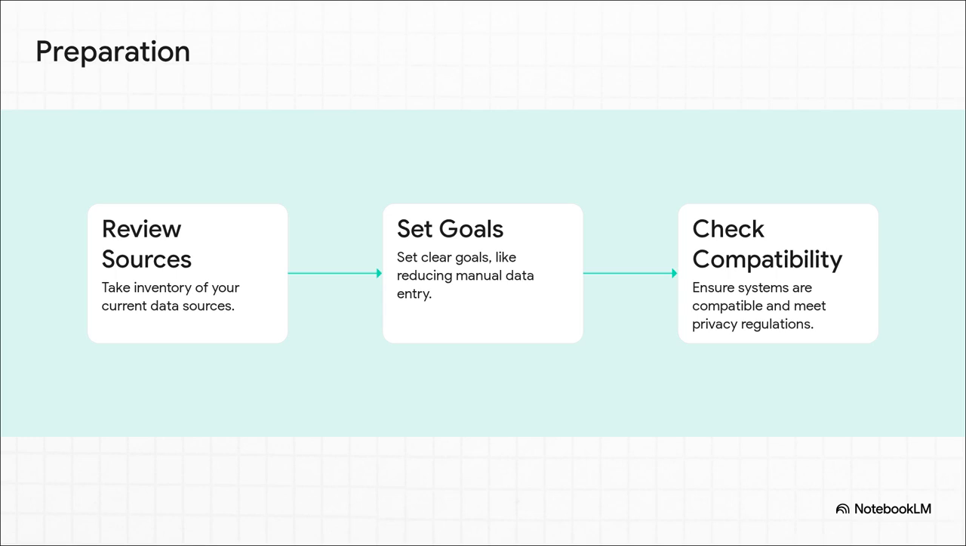So this whole preparation phase really breaks down into 3 key parts. First, you've got to know what you're working with. Like, where does all your data actually live? Once you have that map, then you can figure out your destination. What does success actually look like for you and your team? And finally, you have to check your tools. Can all these different systems actually talk to each other without causing a total mess?